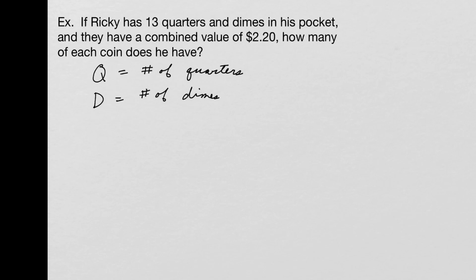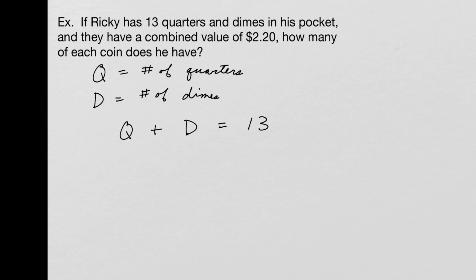Okay, now we're going to try and come up with two equations involving Q and D, so we have two linear equations in two unknowns that we can solve. The first part of the sentence says Ricky has 13 quarters and dimes in his pocket, so he has 13 coins total. That means the number of quarters, Q, plus the number of dimes, D, has to equal 13. And then we're also told that they have a combined value of $2.20, so somehow we have to use that information to create the second equation.